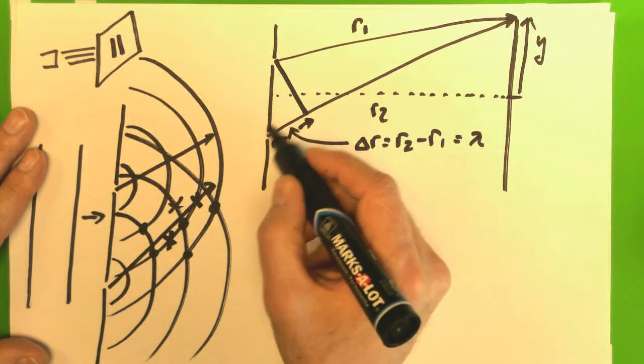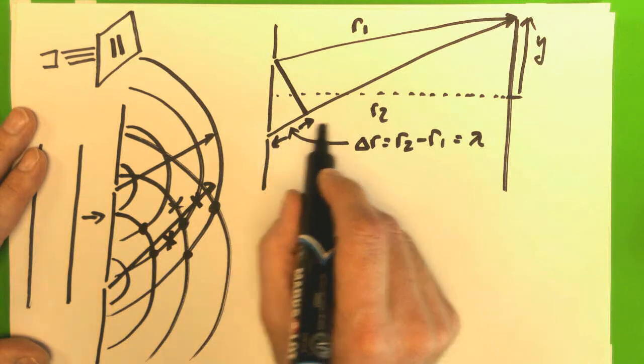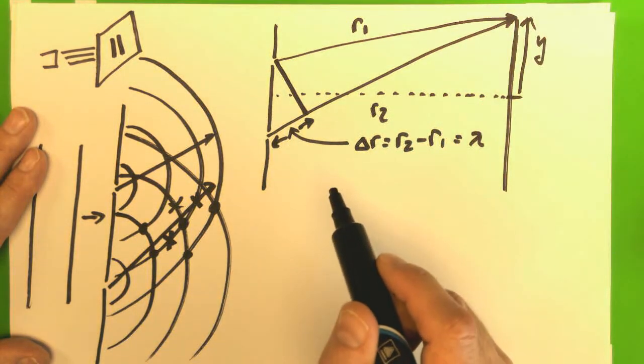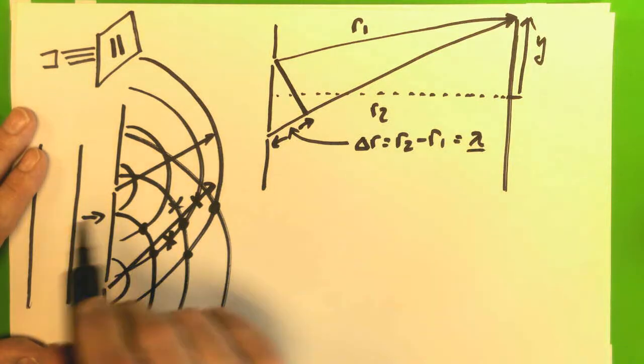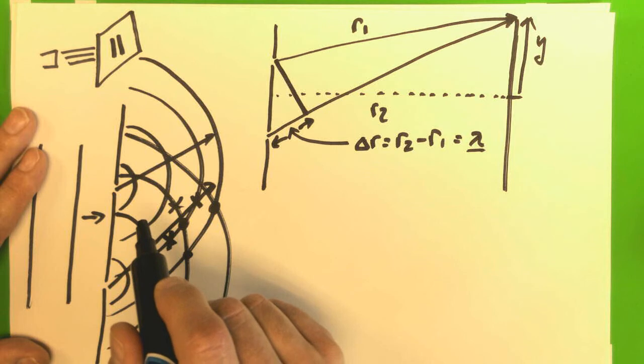So my question is, how big is this? Once I know, I can determine what angle it's going to be, and therefore what height up here I'll get a bright spot. Because this again will be constructive interference, this condition of being an integer number of wavelengths.